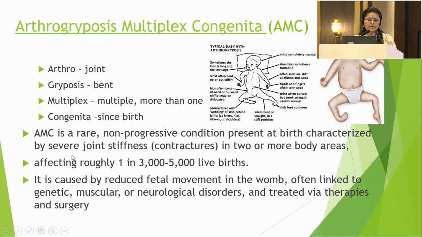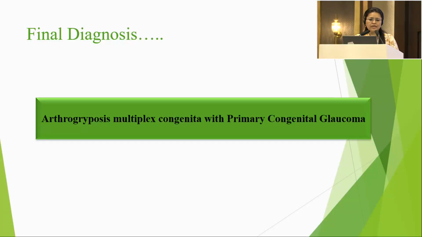So the good thing was that this is a rare but non-progressive condition. So we could counsel the parents that it is a non-progressive disease, and surgery has a very good outcome in this patient vis-a-vis FTHS, which has a graver prognosis for the eye as well as for the child. So we made the final diagnosis of arthrogryposis multiplex congenita with primary congenital glaucoma.